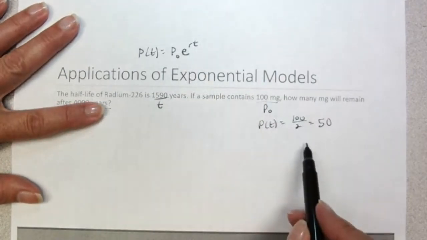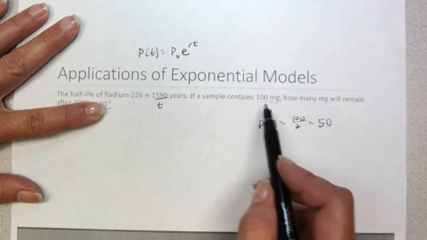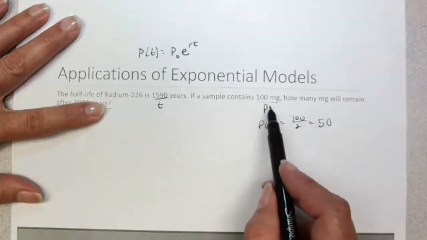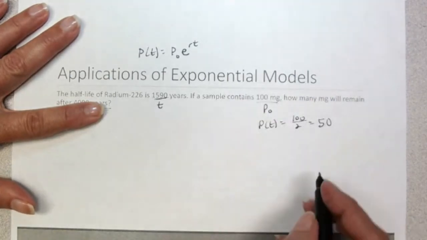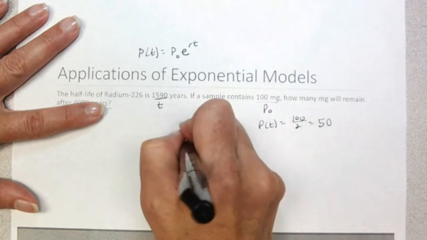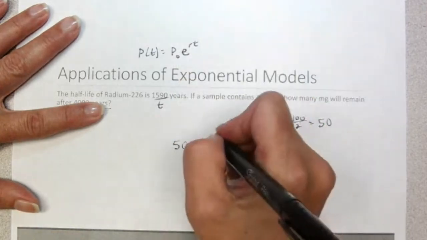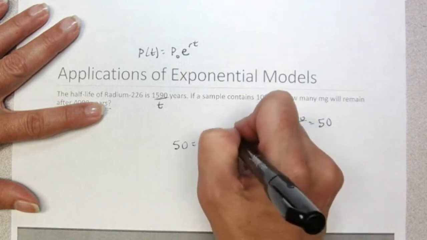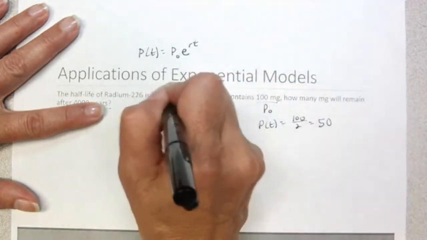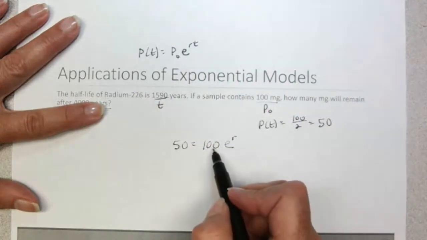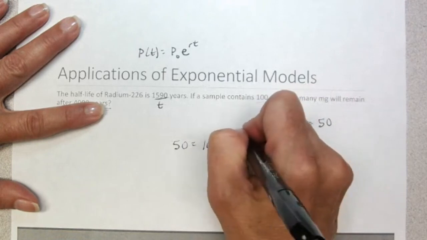All right, I think I can build my model because I know the initial amount and I know the future amount because it's a half-life. Half-life means when half of the quantity remains. So I can say 50 equals 100, that's my P of 0, P of t is 50, 100 e to the r. And since the half-life is 1590, I know how long it takes this 100 milligrams to decay to 50 milligrams. It's going to be 1590.